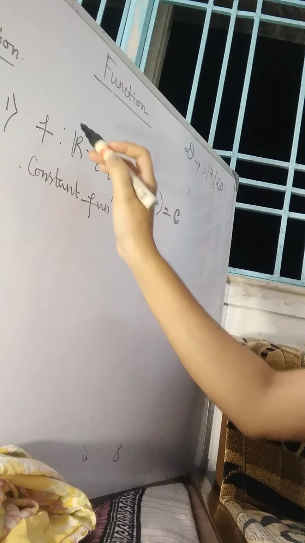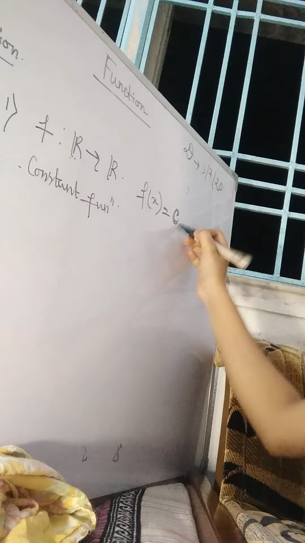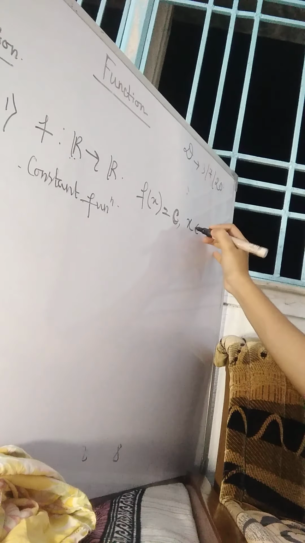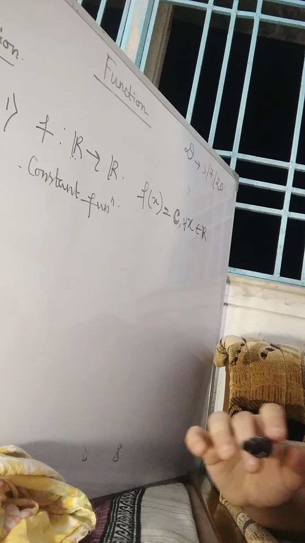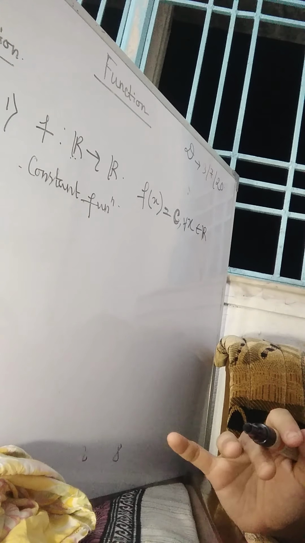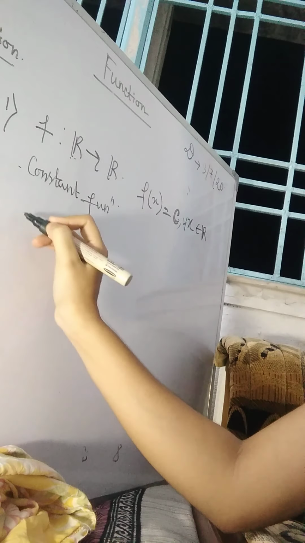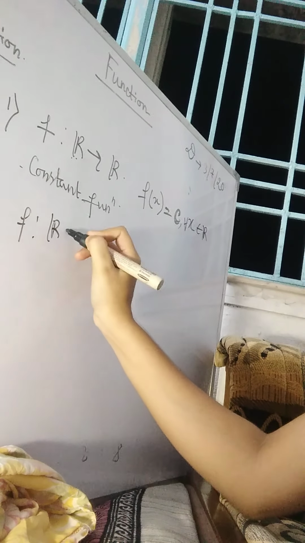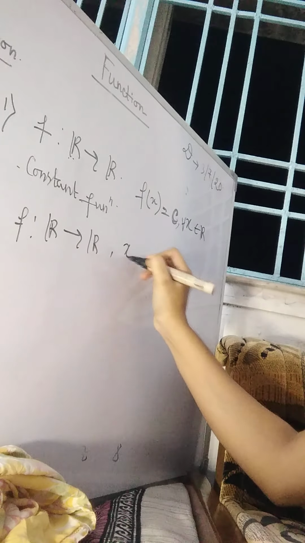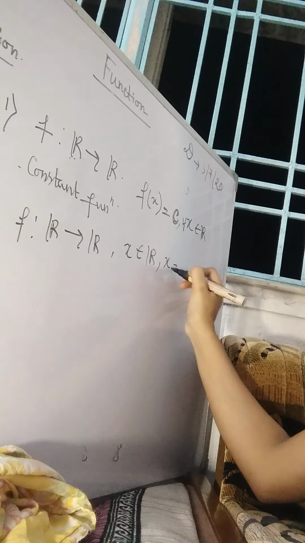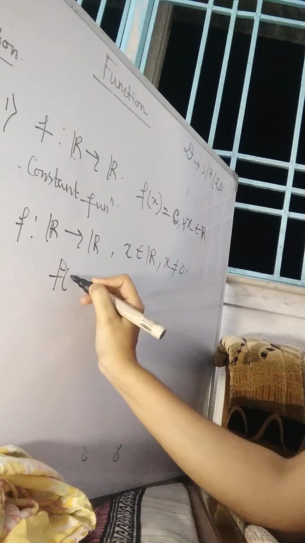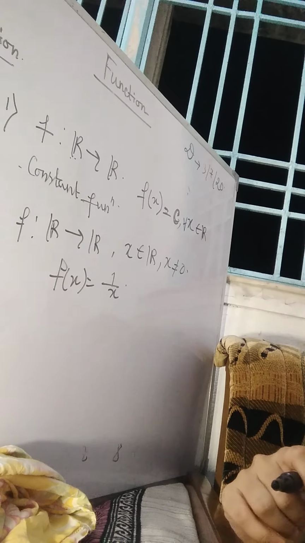Okay, a function f is defined from R to R where f of x equals c, where c is a constant, for all x belonging to R. It's called a constant function. We already know another type of function, f from R to R where x belongs to R and x is not equal to 0, then f of x equals 1 by x.